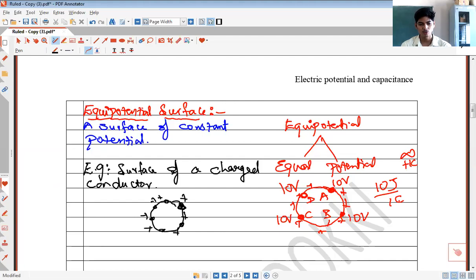Can you tell me what will be the potential difference between any 2 points on the equipotential surface? A and B, these are the 2 points on the equipotential surface. Can you tell me what will be the potential difference between these 2 points? Very good. That's the potential difference between any 2 points on the equipotential surface: it will be 0.